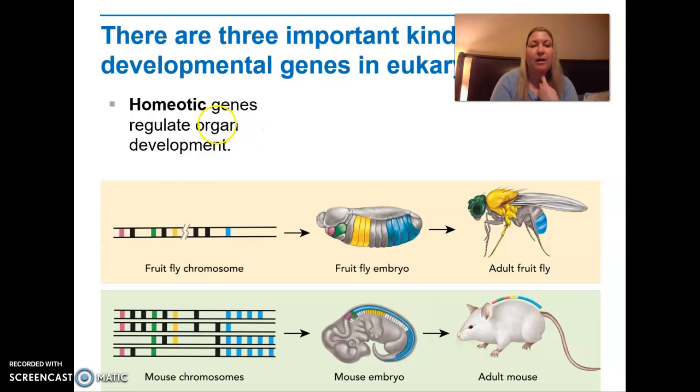So you can see in our fruit fly chromosome where the different colored genes are and then where they cause different features to grow. So the green gene will cause the head to grow. The yellow gene will cause that thorax to grow, and the blue genes cause the abdomen to grow. And we can even see those same genes working in larger organisms and mammals like these mice.